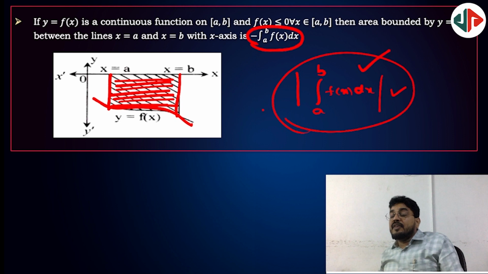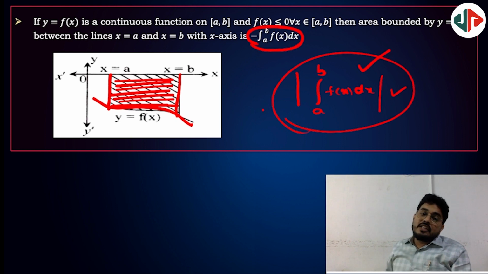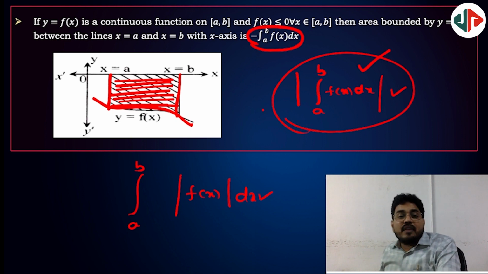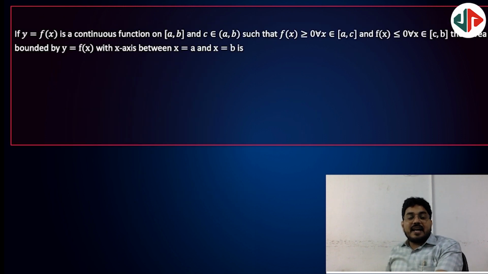Is it always the preferred one? No, this is not always the preferred one. What is preferred is the integral a to b modulus of f of x dx. Why? We will look at that with the next slide.